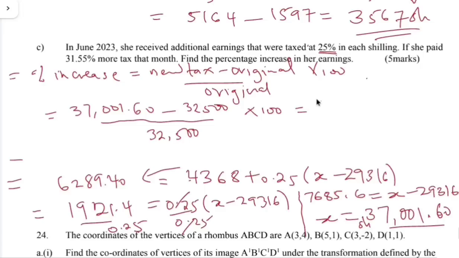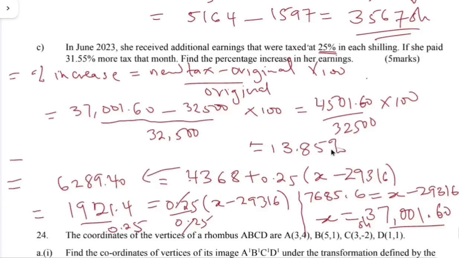4,501.6. Okay, 4,501.6 divide by 32,500, multiply by 100. So just take your answer, divide by 32,500 times 100%. So there's an increase of 13.85%. Mpaka hapo tumeelewana. So hii ndo answer.